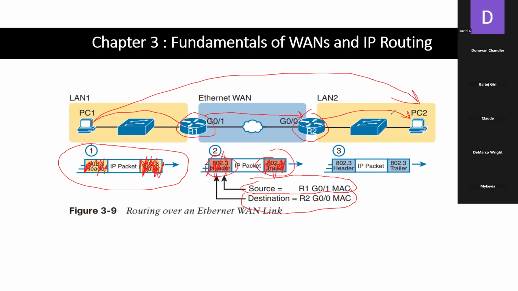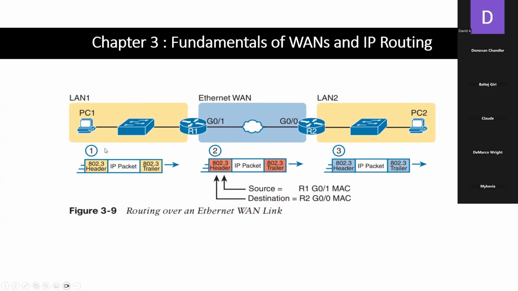Because I see the destination, and I know my source, based on my routing table, my forwarding information, I know where to send it, and it's going to go ahead and send it. And that is how routers route IP packets using Ethernet WAN links. Any questions?